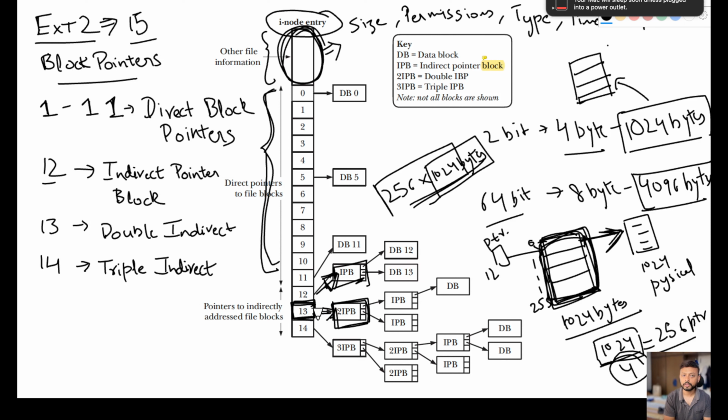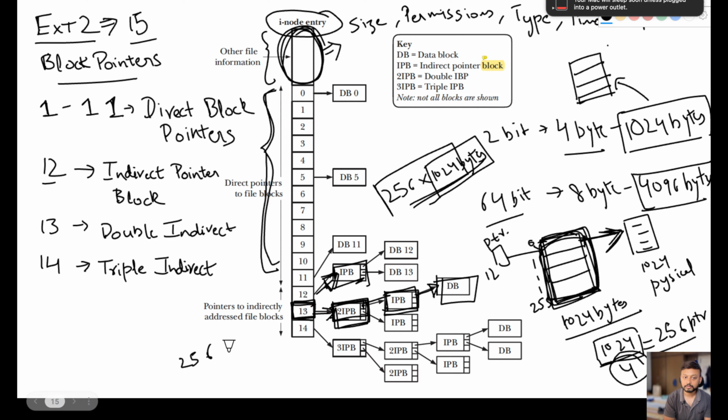The 13th pointer in the inode entry is a double indirect pointer, where it points to a physical block containing 256 pointers. Each pointer points to a memory location of another block, which in turn contains 256 pointers, and each pointer in this block actually points to a physical page that contains the contents of the file. Let's see how many bytes we can store with this indirection.